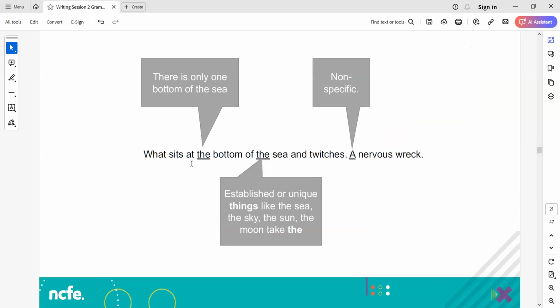So another example: what sits at the bottom of the sea and twitches? A nervous wreck. So again, there's only one bottom of the sea, and the sea. We establish things like the sea, the sky, the sun, the moon. We use the. There's just one thing we're referring to. And a nervous wreck, it's non-specific. It's just talking about that in general.